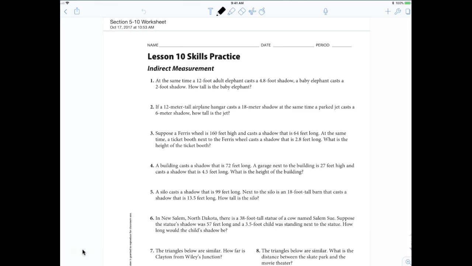Now, honestly, I think the proportions are pretty easy for kids. Again, I said you're allowed to use your calculator, so if you need to get your calculator out, that's probably a good idea. Then let's go ahead and get started. Let's take a look at question number 1.